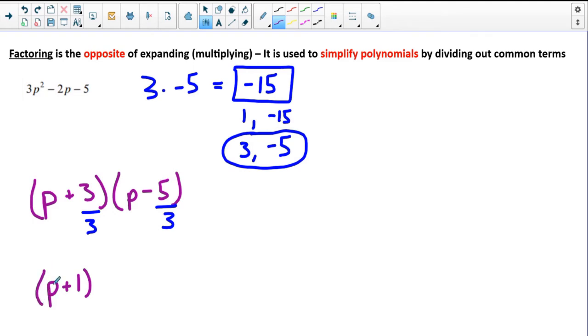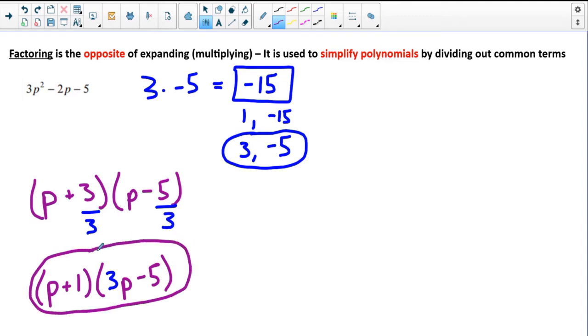And our factor there is going to be p plus 1. Over here, I can't divide 3 out of 5. It would give me a fraction or a decimal. So I'm just going to move this into the front, in front of the p. That's going to give me 3p minus 5. All right, and these are our factors. Now we can also check these. We could expand these back out. We could FOIL. We could use the box method. We could multiply these back out, and you would still end up back at this original problem.